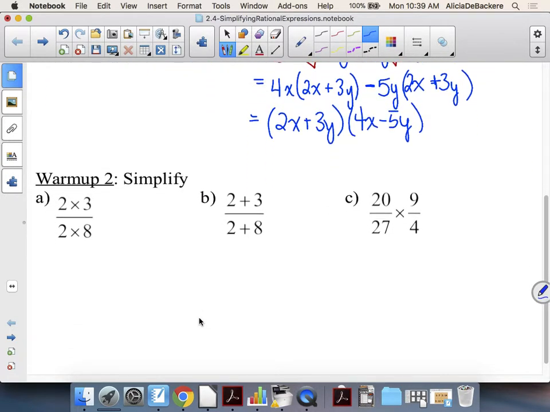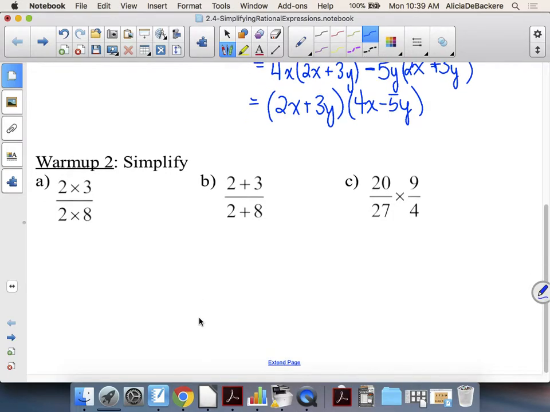So warm-up number 2 has taken us back to some arithmetic in fractions. So take a minute, copy this down, and see if you could figure out what these guys equal. Pause the video and restart it when you're ready to go. So I'm going to do each of these questions in a different way.